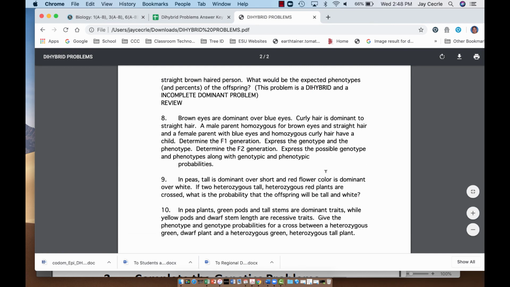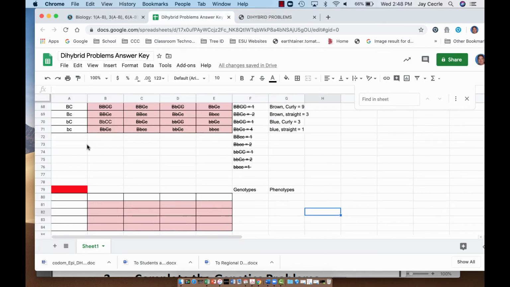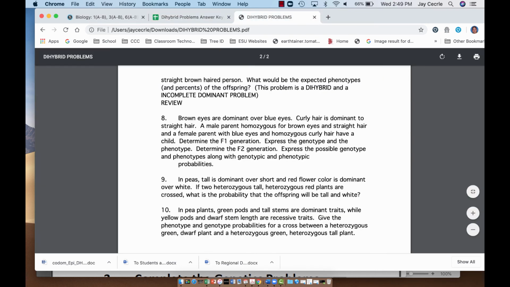For problem number 9, it looks like we're getting into P's. It says tall is dominant over short, and red is dominant over white. So we're going to go ahead and put those in now. So T is tall, lowercase t is short, R is going to be red, and lowercase r for this situation's white. Okay, let's get our parents. It says heterozygous tall, heterozygous red.